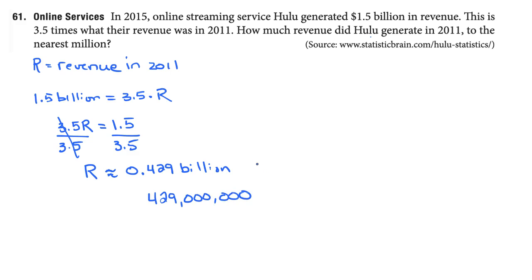So I'm going to clarify this. So this means 0.429 times a billion. Can I get a billion in here? There's a million. There's a billion. So if you put that in your calculator, you'd see that you just basically move the decimal point over 3 places to here, and you get 429 million. Okay, so that was the revenue in 2011.